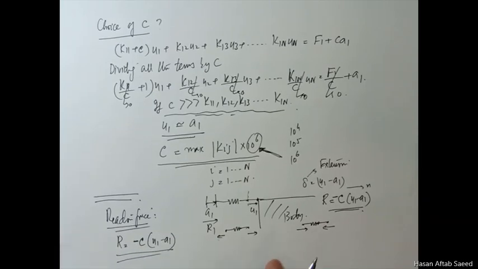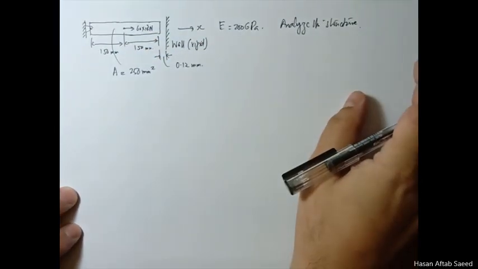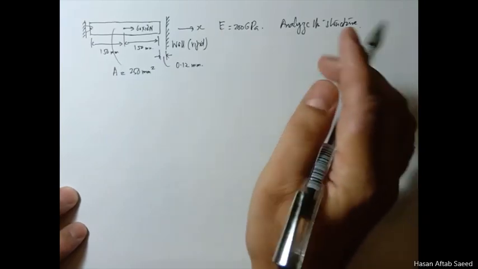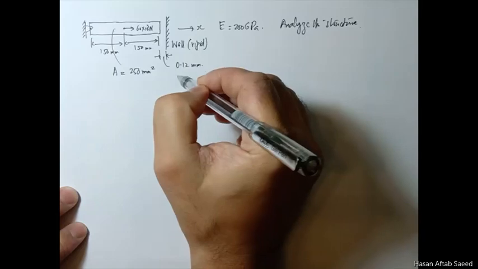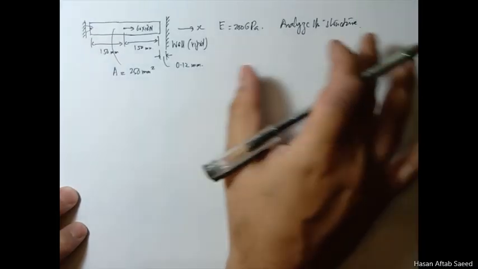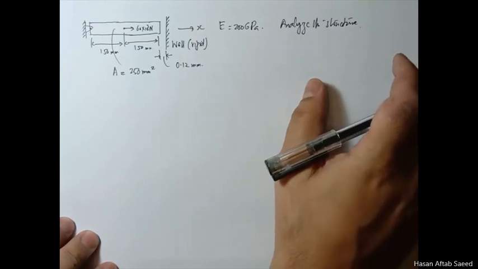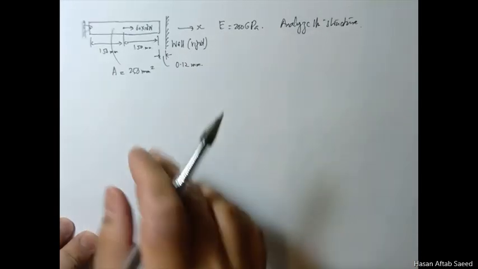I'll illustrate this principle, the use of these equations, in an example. So let's take this problem and apply the penalty method on this. The good thing about this problem is that you have a zero boundary condition here and you have a non-zero boundary condition here. So this time I'm using a real example, and I'm not making use of that dummy 6x6 matrix that I used to demonstrate the partition method.